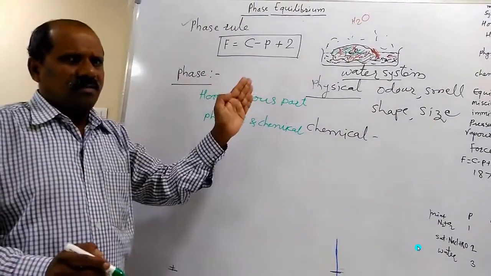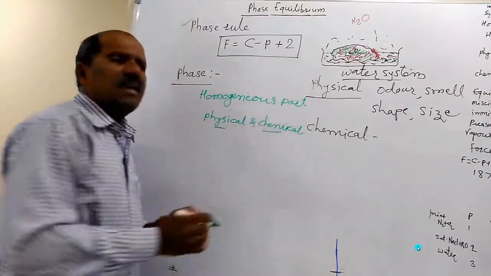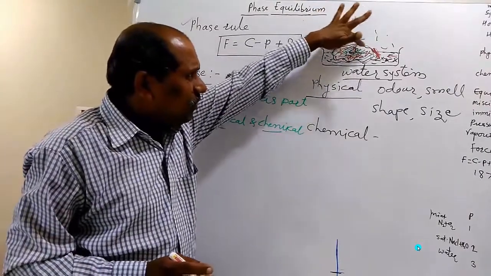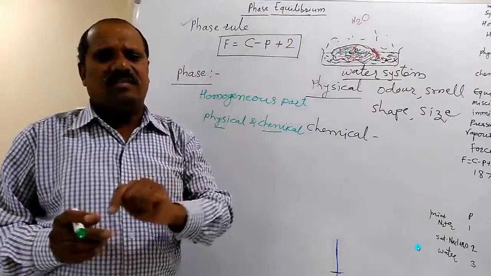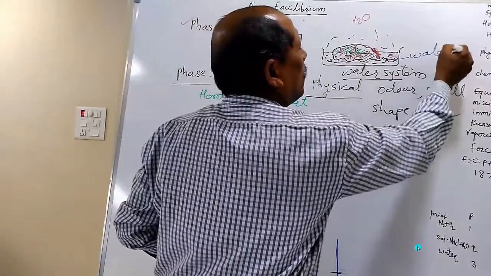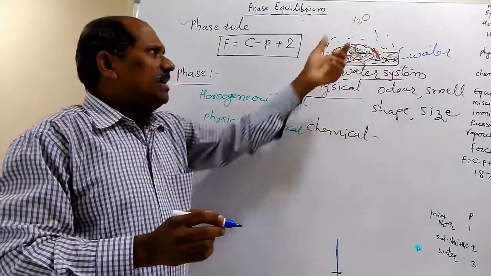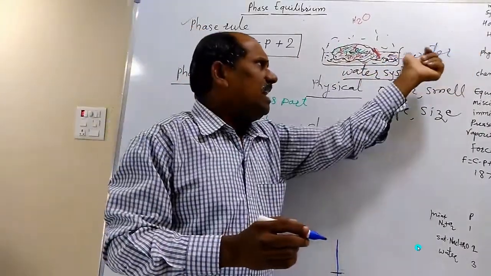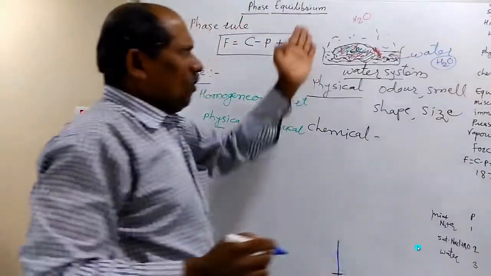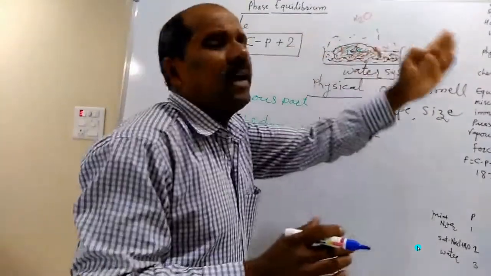A phase is a homogeneous part of a system which must possess the same physical as well as chemical composition, the same properties. This part of the water system, the ice, is acting as one phase. This water is another phase. Why? Because water is physically different, it is a liquid state while ice is a solid state. Chemically it also consists of H2O, but ice and water are physically different, and hence these are two separate phases.